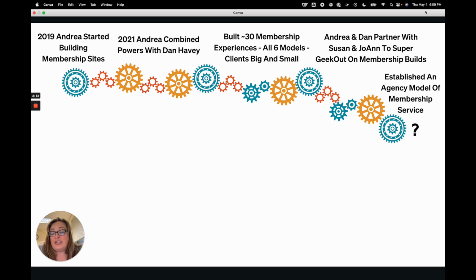And we established an agency model of being able to provide membership services and membership sites. Usually they would range between 18,000 to 21,000, right? But the problem that we kept running into is that we would hit this brick wall where, because what we built was so custom, they were dependent upon us.